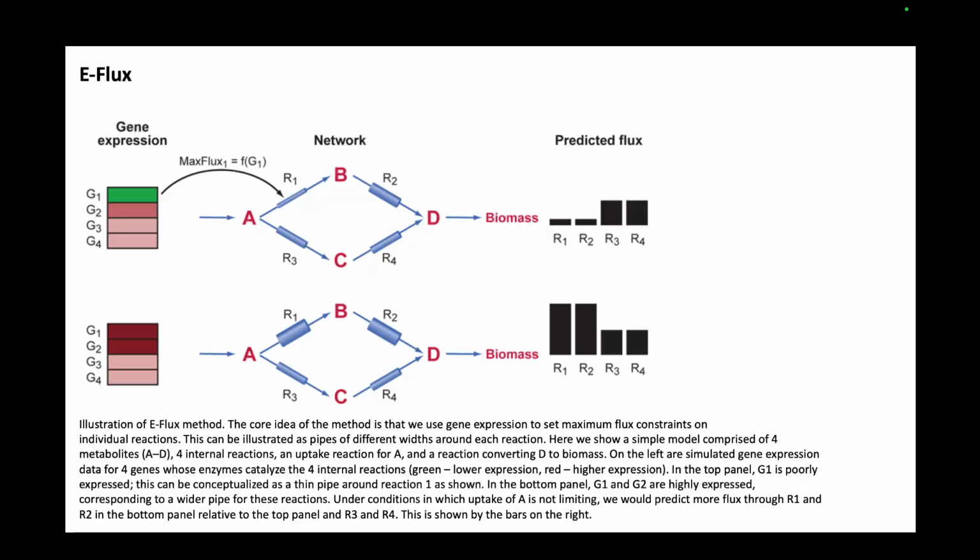So if you assume that the uptake is unlimited, so there is no limitation on A, then it would predict more flux through R1 and R2 in the bottom panel relative to R3 and R4 in the top panel. That is what I was explaining. You have more expression in terms of G1 and G2 here, so your R1 and R2 will have more flux compared to R3 and R4. And if you compare this condition with the previous condition, your gene expression of G1 and G2 were lower, so you had lesser predicted flux through R1 and R2 compared to R3 and R4.